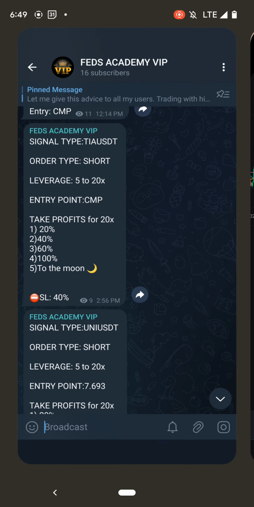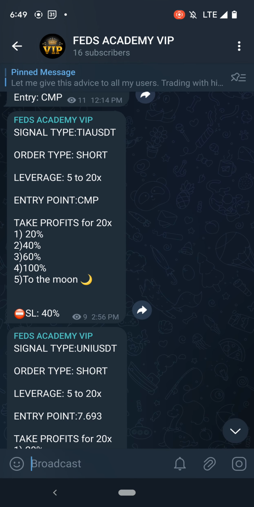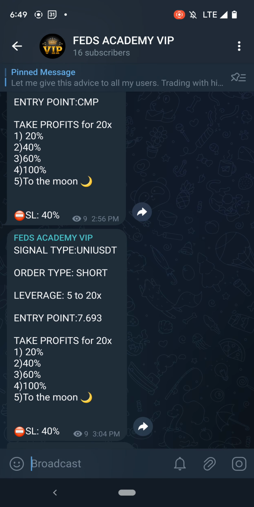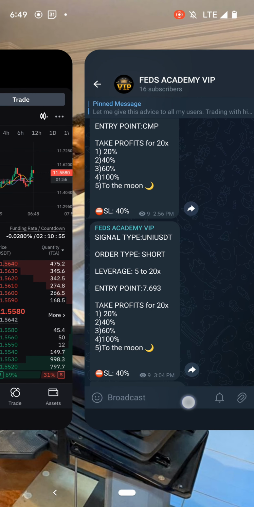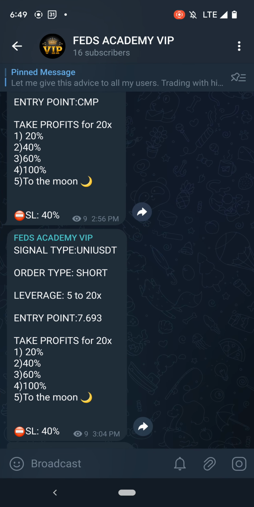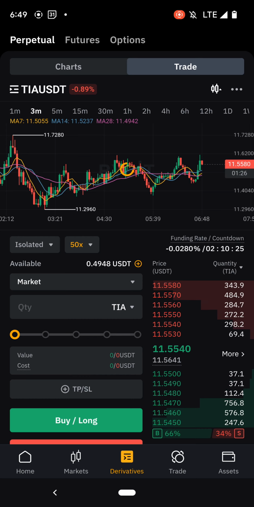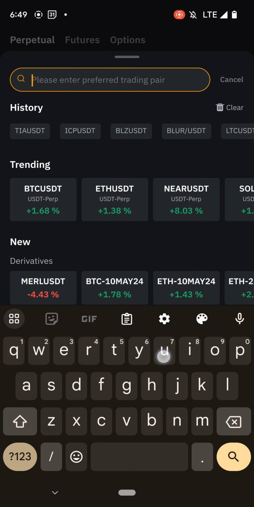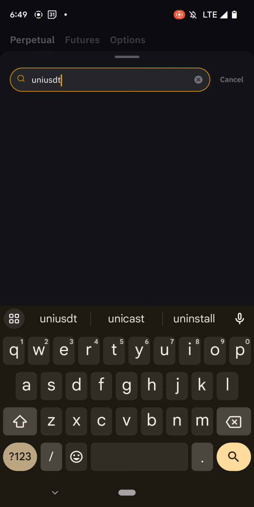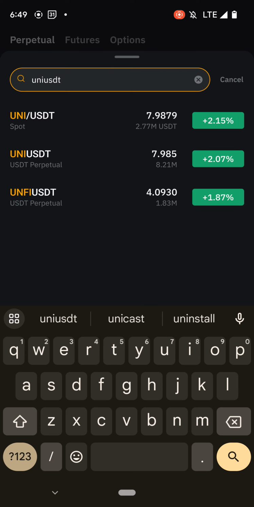Now this one, they have given us the entry point. They say entry point CMP, current market price. No, I want to take a signal that has an entry point. We have already done the one with CMP, which is a current market price. Okay, let us take uni, because uni has an entry price. That's a limit order. Let us go to uni instead. So I'll change it to uni USDT. You can see uni spot, uni perpetual. So we take the one with perpetual.